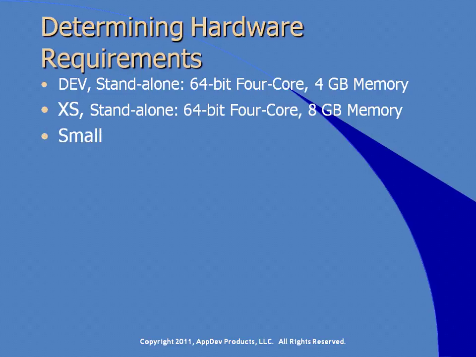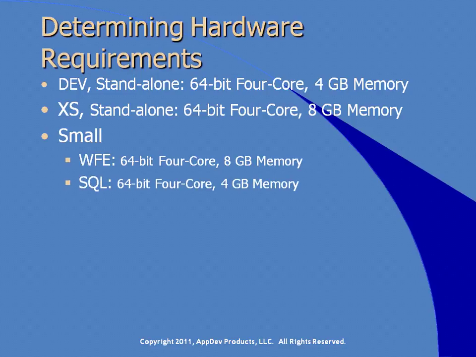If it's a small farm, you're going to install SharePoint Server. It's going to have a WFE. That WFE should be 64-bit quad-core, 8 gig of RAM. The SQL Server should also be 64-bit quad-core with 4 gig of RAM, depending on the usage, and you can always up the RAM as needed. A medium farm.